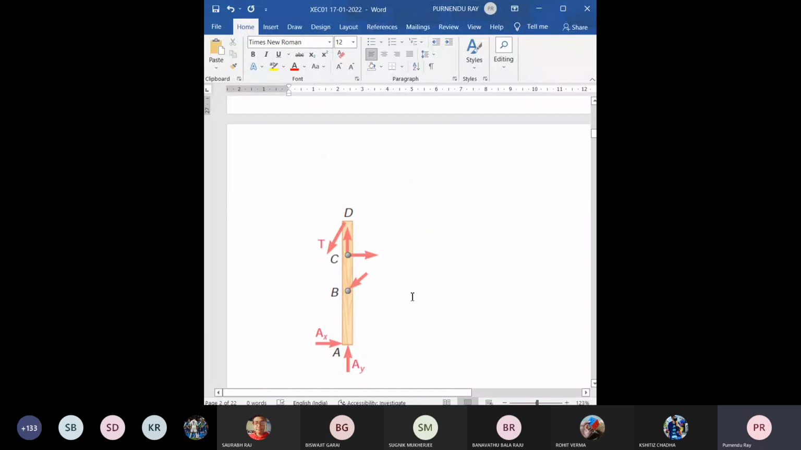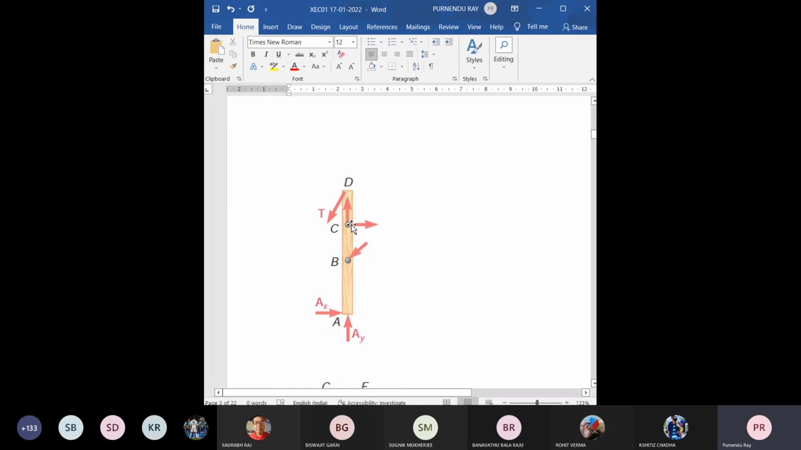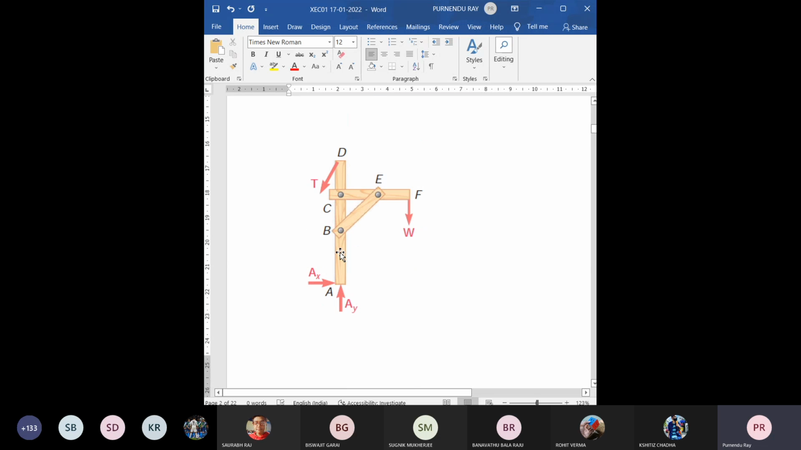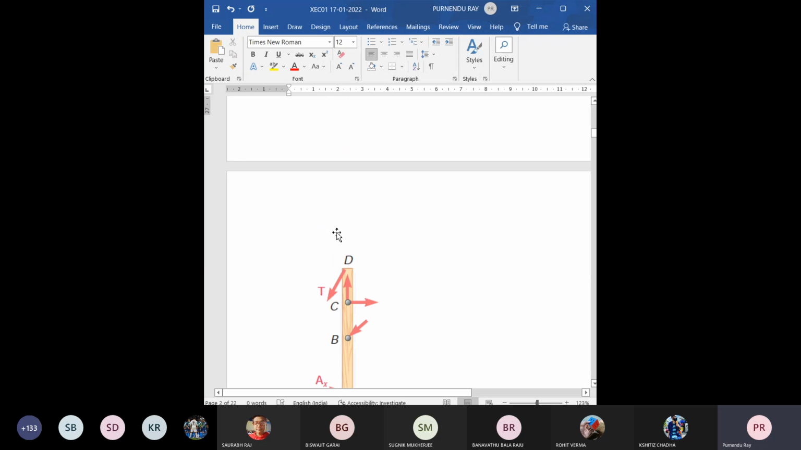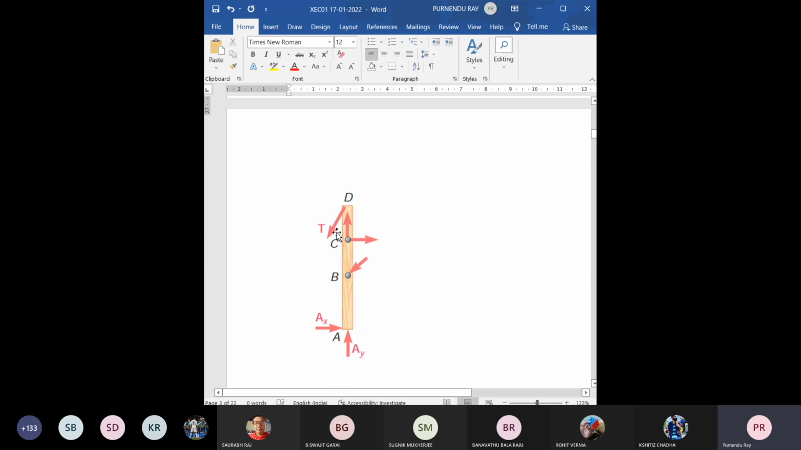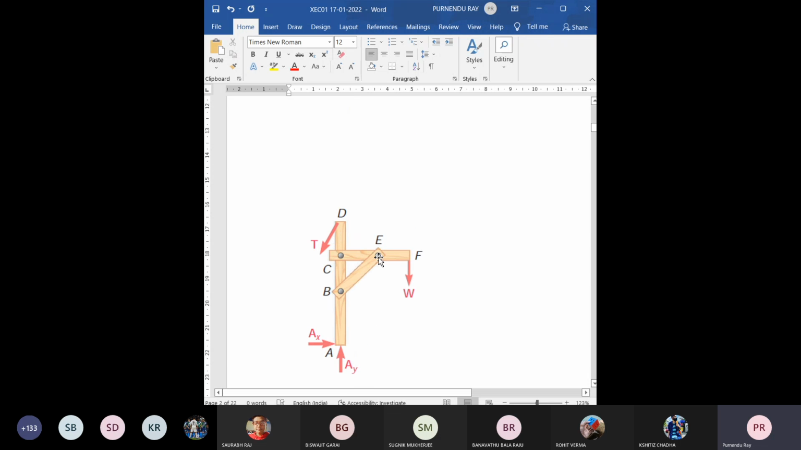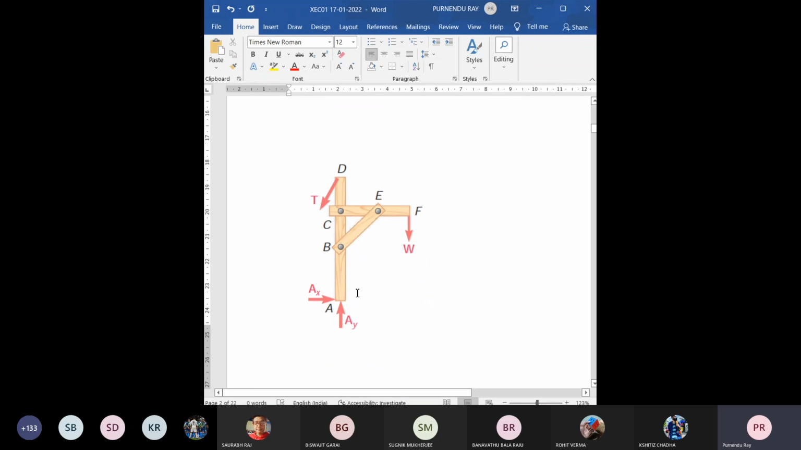Next thing, individual members. At C, there is a connection. Some combined reaction will be there. We can resolve it in horizontal vertical component. At B, there is one inclined member support. BD, I think, for the BE. So for BE, there will be one reaction at the pin B. We can resolve it in X and Y direction, or directly we can consider the force is transmitted along this line. So it is there in this form of combined reaction.